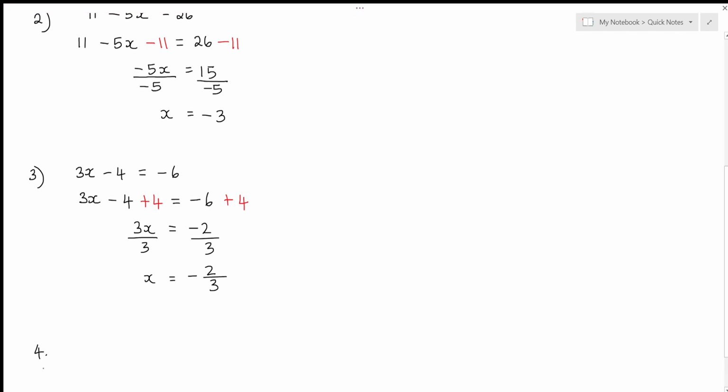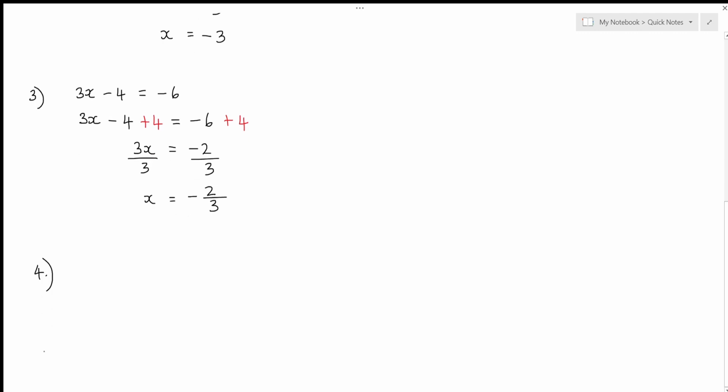Okay, let's have a look at number 4. Number 4, we've got 5x plus 8 equal to 18. And I'm not going to write it out like I did in the previous one. Here we're just going to say, okay, I've got plus 8 here. In order to get rid of plus 8, I need to minus 8 on the left-hand side. Therefore, I'm going to minus 8 on the right-hand side. So I'm just going to go straight to 18 minus 8.